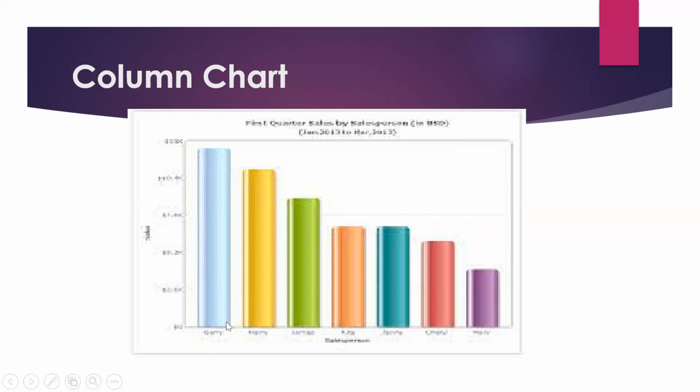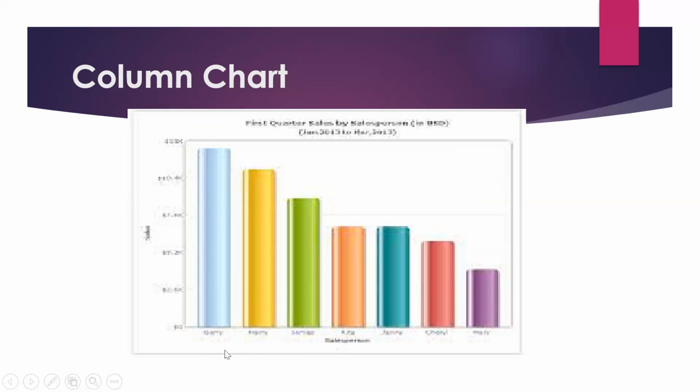For what? Categories. So this is the x-axis, and this is the y-axis. The x-axis has category names, and the y-axis has values. This category's value is this, and this category's value is this. So column charts use vertical bars to show the comparison between categories.